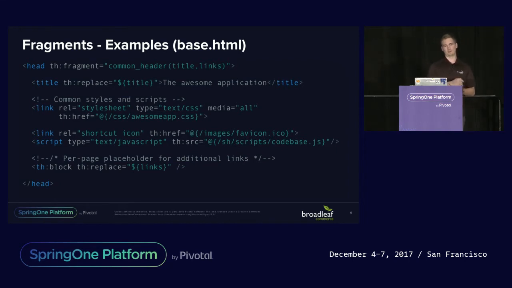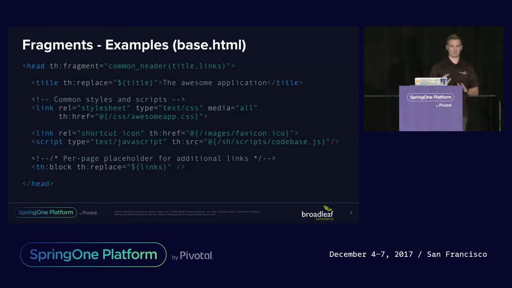This is your base.html, and there could be more in this fragment or on this template or just this, but here's the example of your base head. The fragment's called common header and has two parameters, title and links. As you can see in that first tag right there, th:replace title, so that's going to use that title tag.